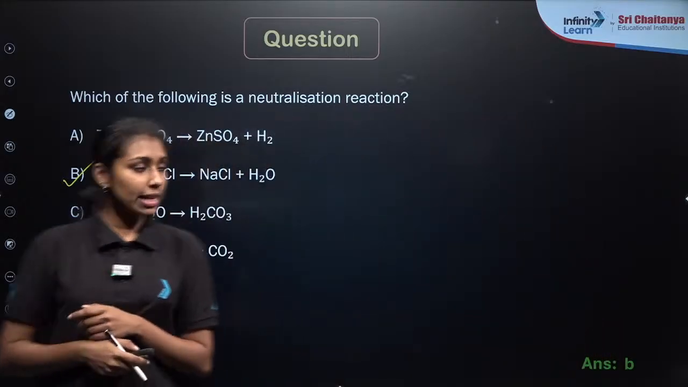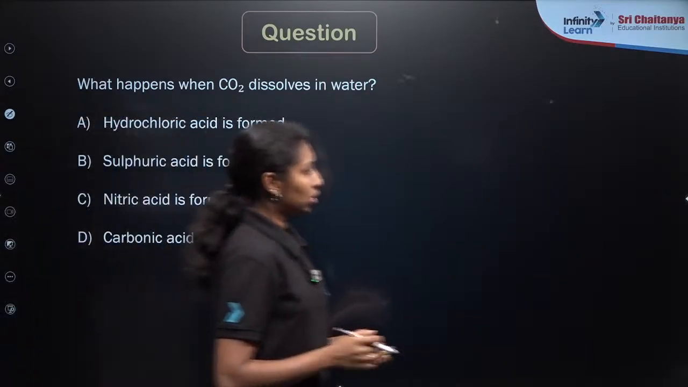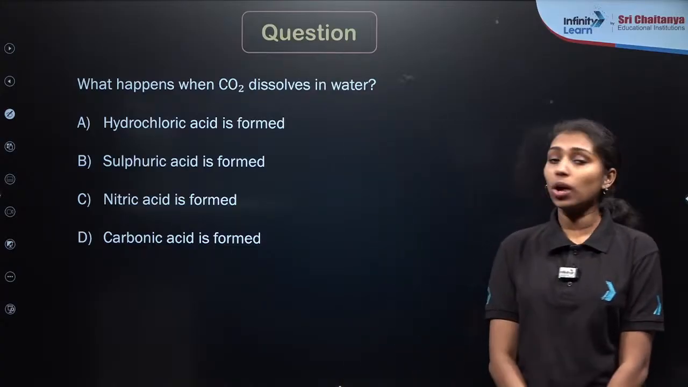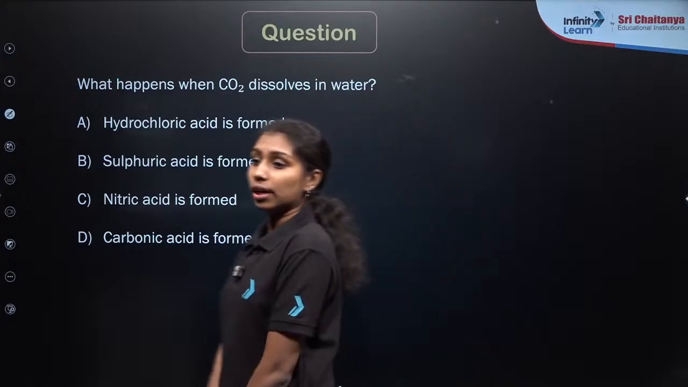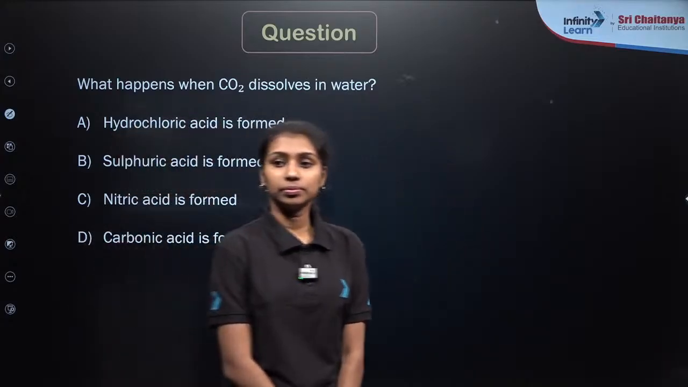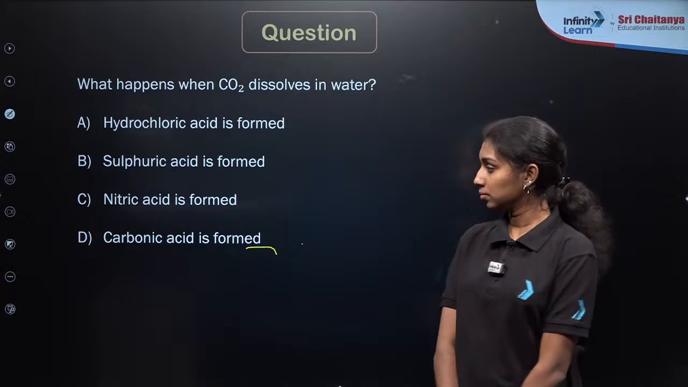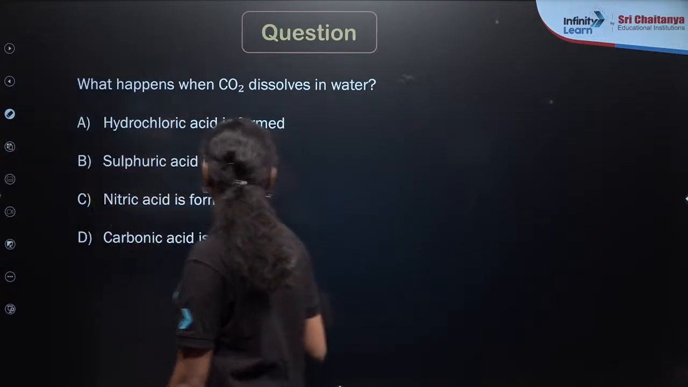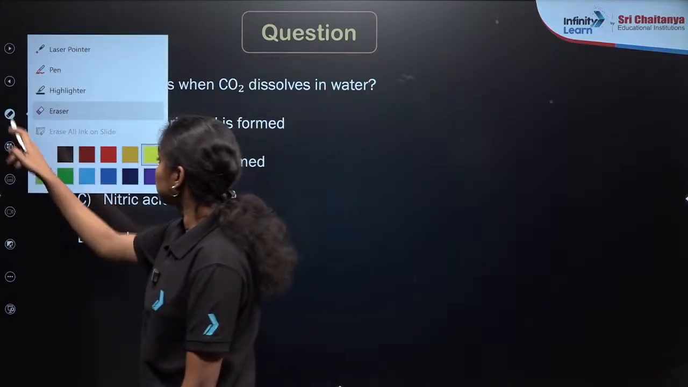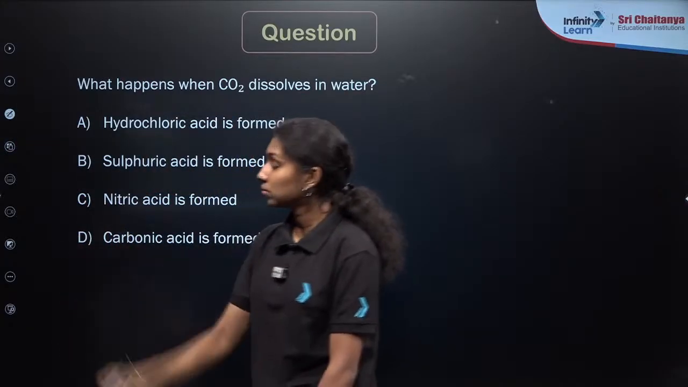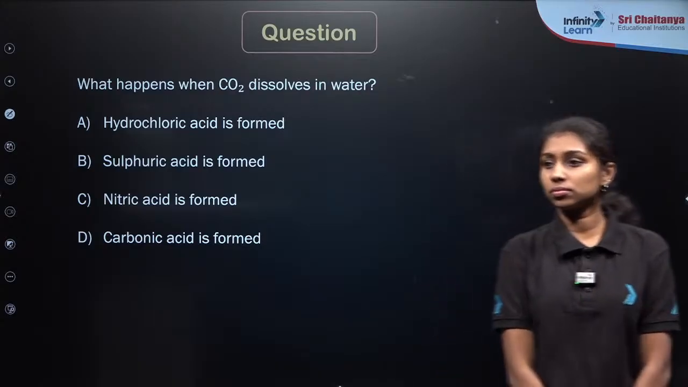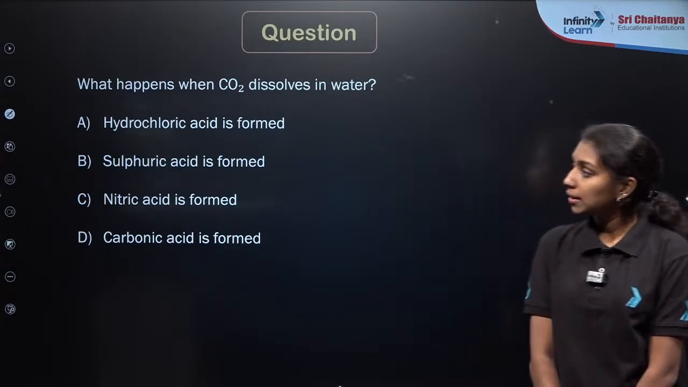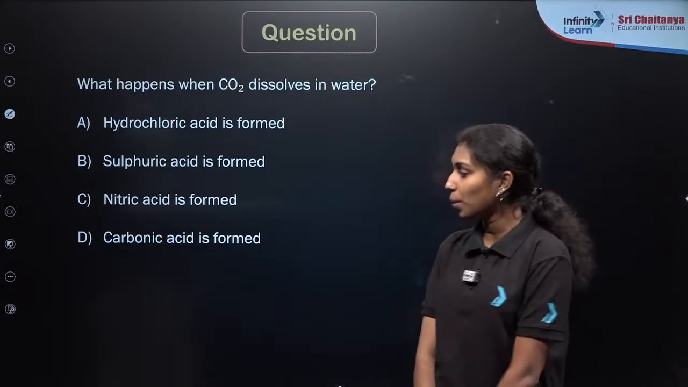Yes. Here is our next question. What happens when carbon dioxide dissolves in water? Different options are given here. One is hydrochloric acid is formed, then sulphuric acid is formed, nitric acid is formed, and carbonic acid is formed.